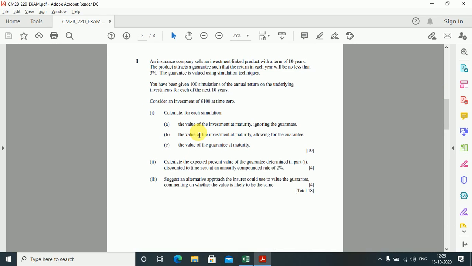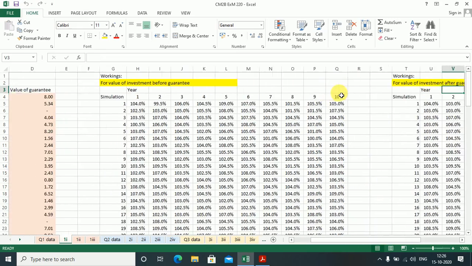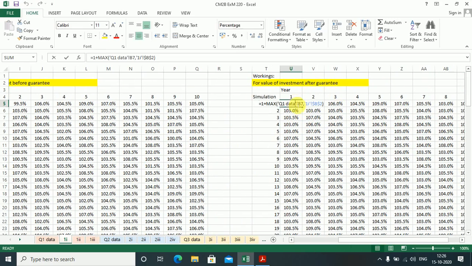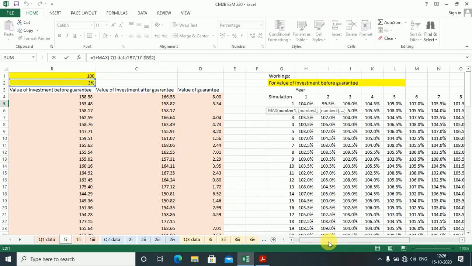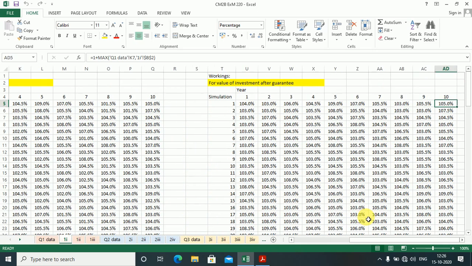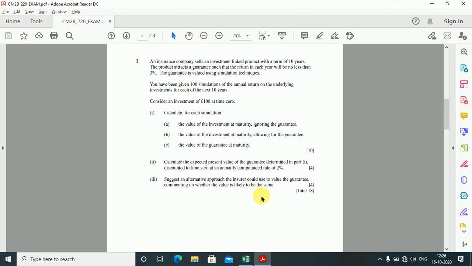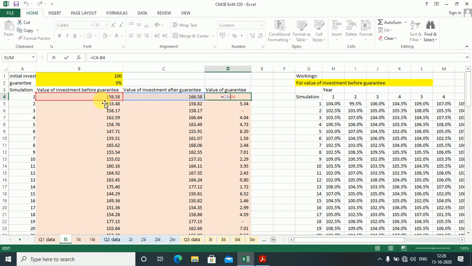For the second one, it is the value of investment at maturity allowing for the guarantee. The guarantee says that if any interest is less than 3%, the person will get 3%. Anything more than that, obviously he will get more. So I have calculated a value with the guarantee, which is 1 plus the max of the data and 3%. Whatever is the maximum of these two, or you can write an if statement: if it is less than 3%, give 3%, otherwise the higher value. Both will work, either of the two. Then again take the product of the entire thing into 100 and you will get the value. The value of the guarantee at maturity is the difference between the two.